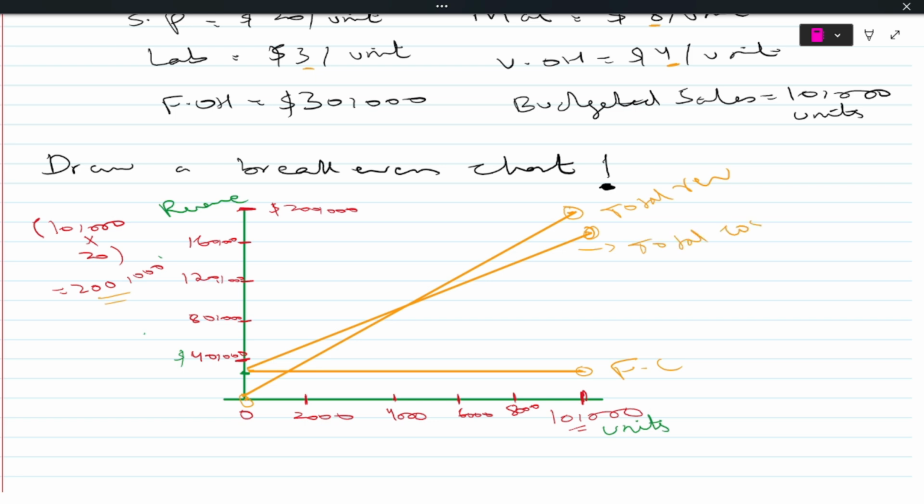Now again, this is a rough graph. Okay, remember this is a rough graph. This is not the most perfect. Okay, you guys would draw the most perfect yourself. I'm just giving you guys an idea. So now this is what our break-even chart looks like. It has 3 lines: total revenue, total cost, and fixed cost. And this is how you draw it. Okay, this is very important because you guys should know this. Okay, they will test this in the MCQs.